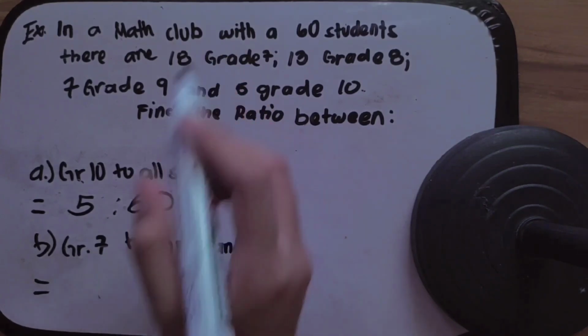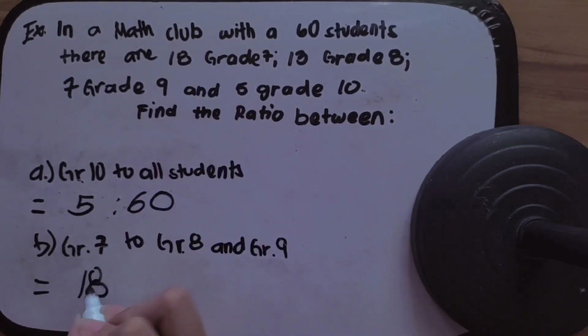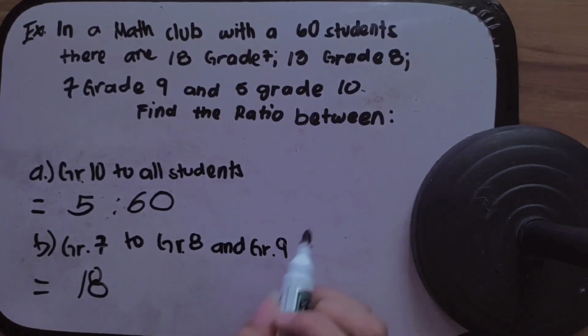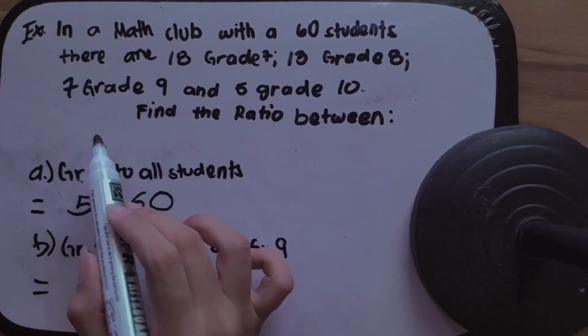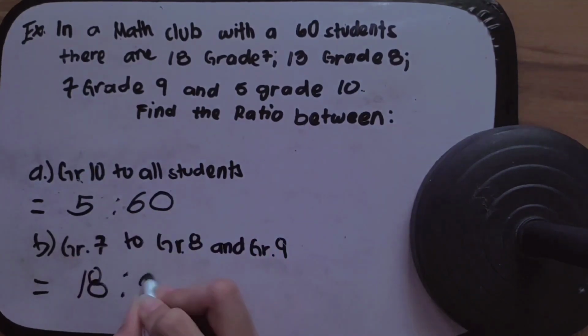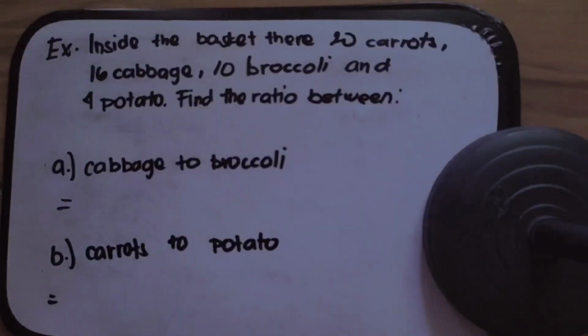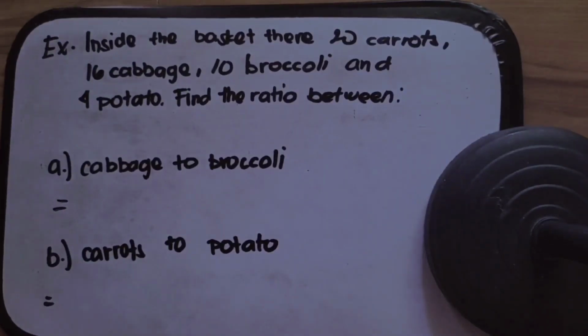Letter B, grade 7 to grade 8 and grade 9. Grade 7, there are 18 students. To grade 8 and grade 9, ibig sabihin, ipag-add natin ang bilang na meron sa grade 8 and grade 9. So, 13 sa grade 8, 7 sa grade 9, in total, 20. 18 to 20.